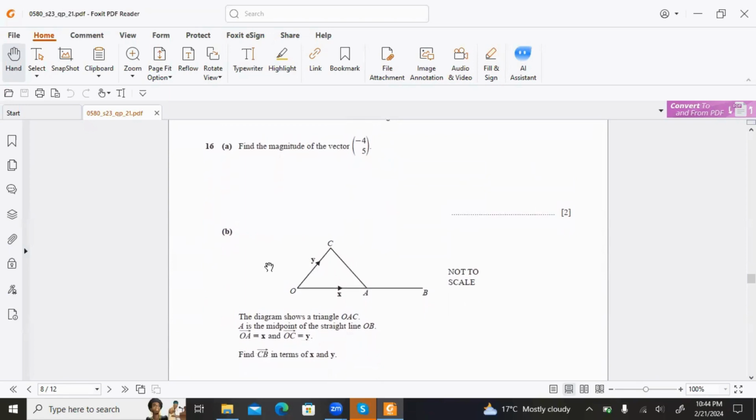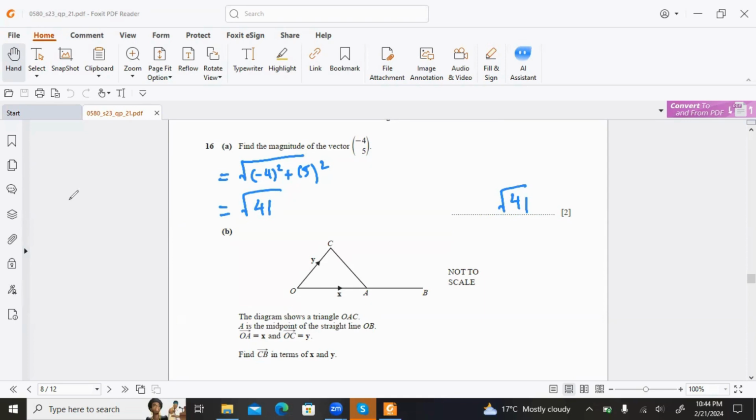Question 16 is asking us to find the magnitude of this vector. So for magnitude, we're going to use the formula square root of -4 squared plus 5 squared. So that's going to be 16 plus 25, sorry, 16 plus 25, which is going to be root of 41. That is your magnitude.